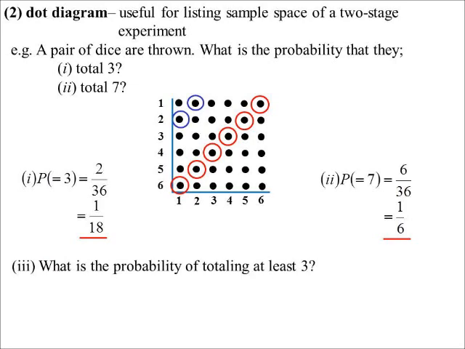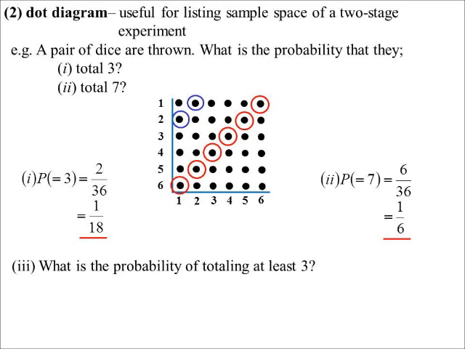Okay. At least 3. You see that terminology a lot, at least, in these questions. It's like a little trigger. You go, hang on, are they trying to tell me something? Because sometimes it's easier to work out the complementary event and subtract it from 1.